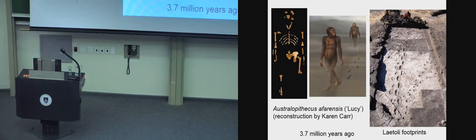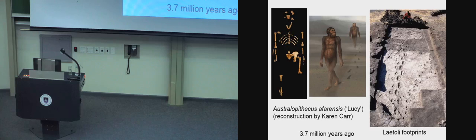But it's really with the advent of the Australopithecines. Here we have Australopithecus afarensis, Lucy. These are the famous bones here. This is a reconstruction by Karen Carr, an artist, of what Lucy may have looked like. And these are the trails of tracks left by their feet. You can see, unfortunately, Lucy, the fossil, is missing the feet. But we have foot tracks shown here that were famously made by the Australopithecines in an ash deposit that then got preserved.